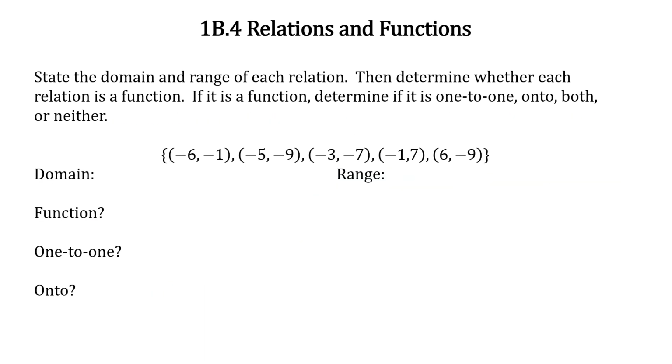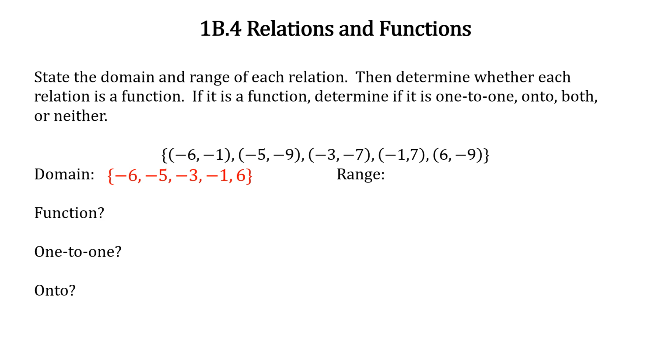Okay, so let's look here. State the domain and range of each relation, then determine whether each relation is a function. If it is a function, determine if it's one-to-one, onto, both, or neither. Okay, so the domain is just all the x's. These are all inputs, outputs, input, output. If I put in -3, I get out -7. Put in -1, I get out 7. Put in 6, I get out -9. So the domain is all your inputs: -6, -5, -3, -1, and 6.